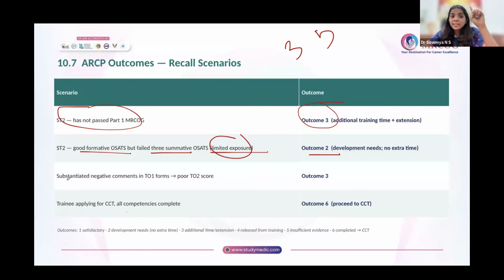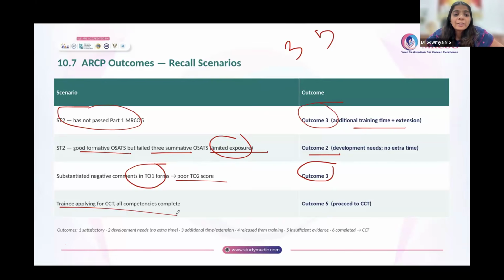This is very important: substantiative negative comments in TO forms, okay, team observation forms. Poor TO2 score. Even though you are super academic, a super clinician, if the others are not happy, you are not going to the next year. You will have additional training time and extension, because team observation forms are very important. Trainee applying for CCT, all competencies complete, outcome 6, proceed to CCT.